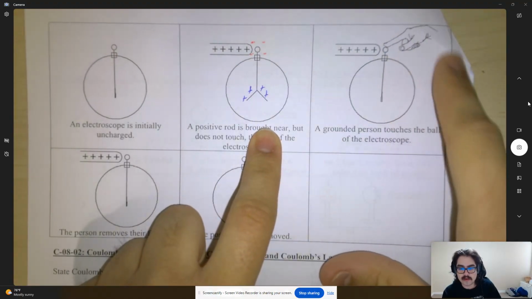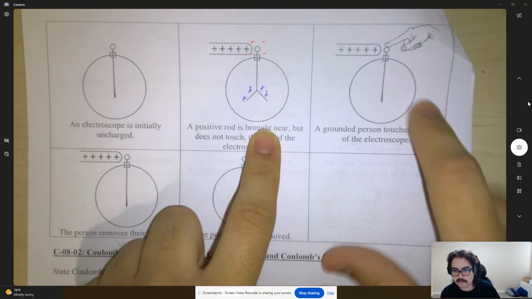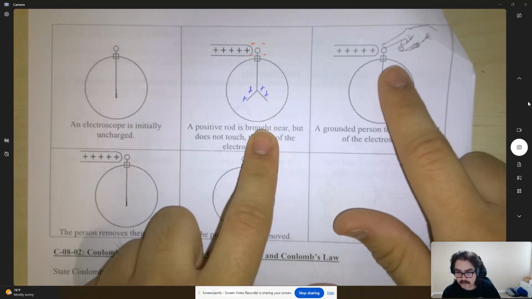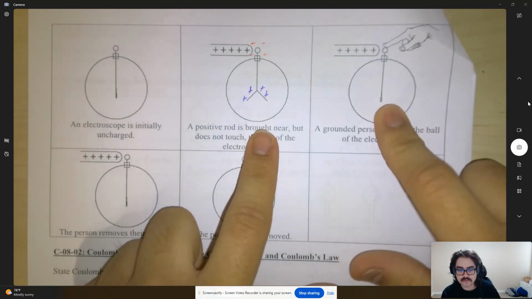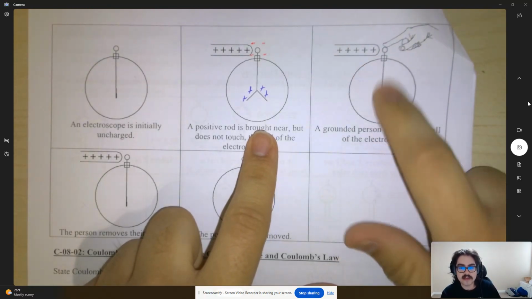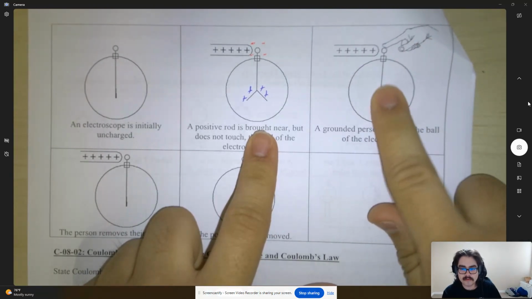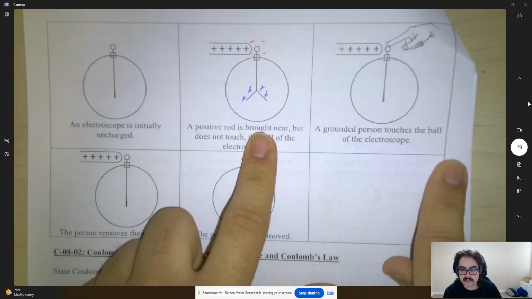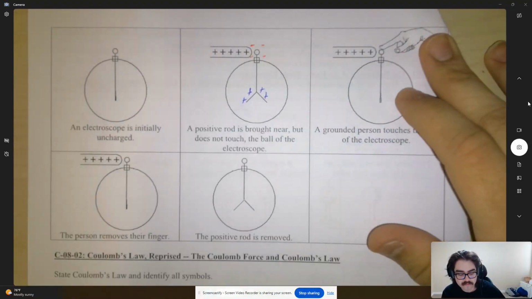When somebody who's grounded touches the ball of the electroscope, so maybe they didn't do their physics homework or something, right? When somebody is grounded, okay, and they touch the ball of the electroscope, what happens is that the positive charges realize that they can get further away from the rod by going up through the ball and through the person. So yeah, they are willing to go up near the rod as long as there's another path for them to get out, right? To go even further away.